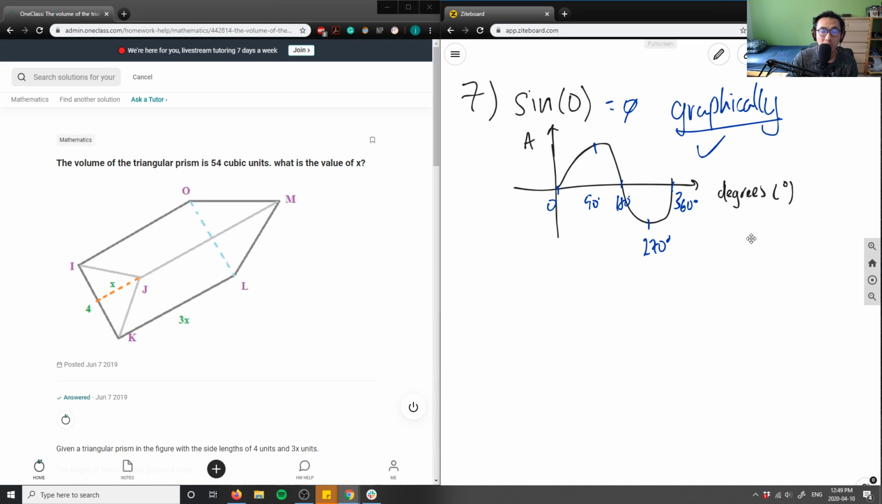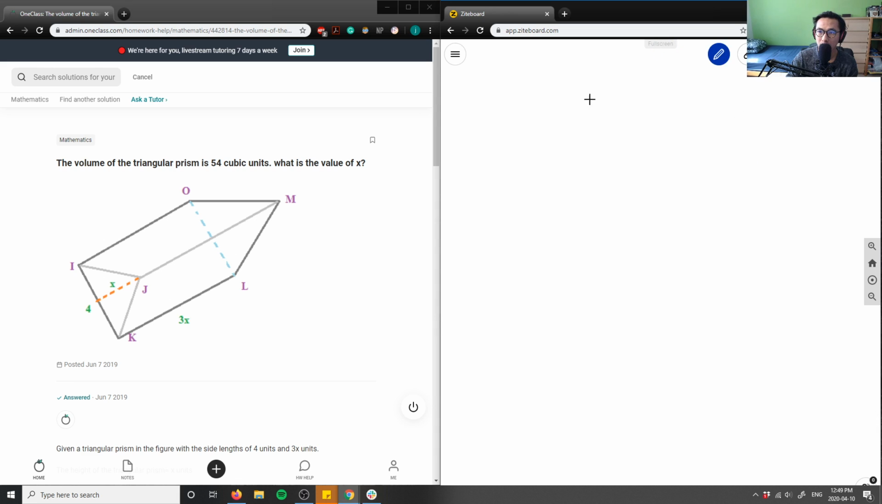We have 3 more questions to go through, sorry. Let's do 3 more questions here. No problem, Panda. The volume of a triangular prism is 54 cubic units. What is the value of x? I'm not going to draw the triangular prism. I'm actually really bad at drawing, so I'm so sorry. You have to bear with my drawings here. So it says volume is 54, right? So volume of triangular prism. I'm going to say volume here equals 54 cubic units.